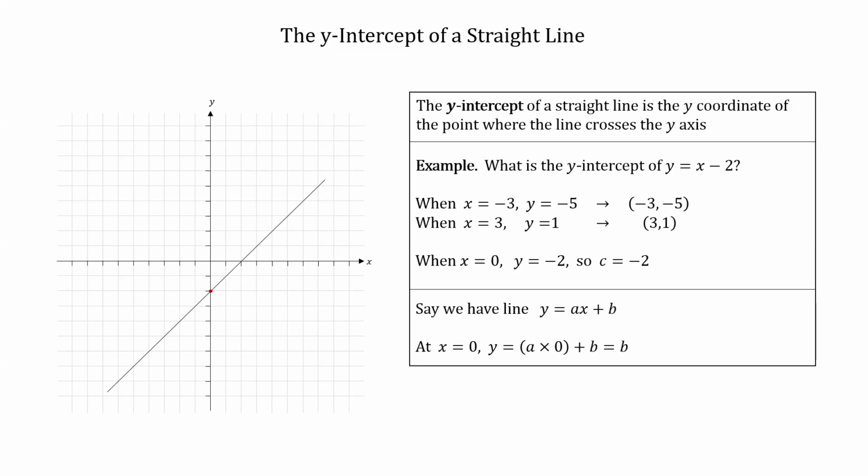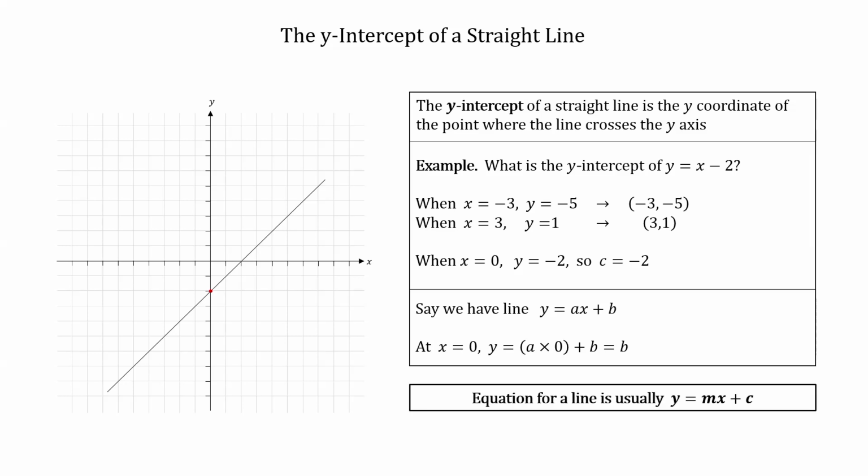We'll make one final point, and this is a very important point. The equation for a straight line is usually denoted y equals mx plus c. We've been using ax plus b in these videos to show a general equation, but the most common way of writing the general equation for a straight line is y equals mx plus c. We use c because we know that that number is the y-intercept, and we often use c to denote the y-intercept. The reason the number in front of the x is m is something we will explore in the next video in this series.